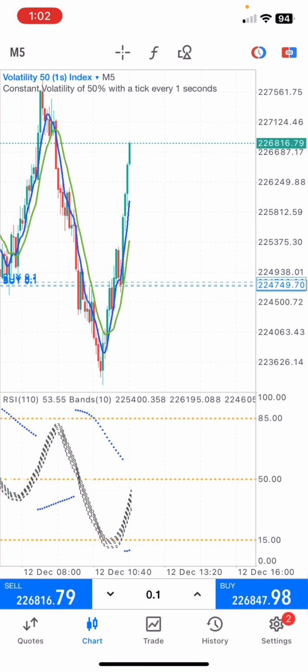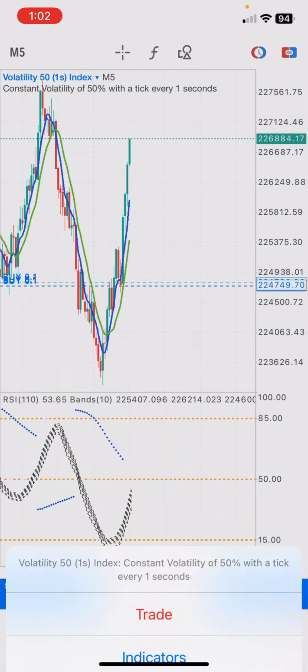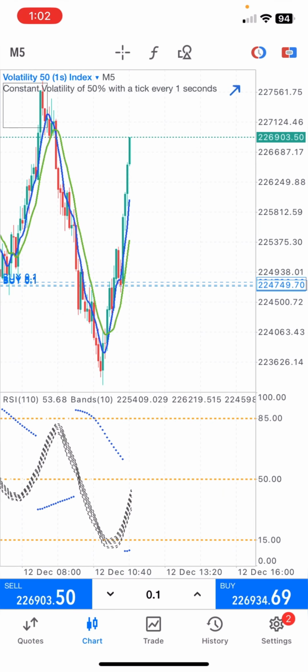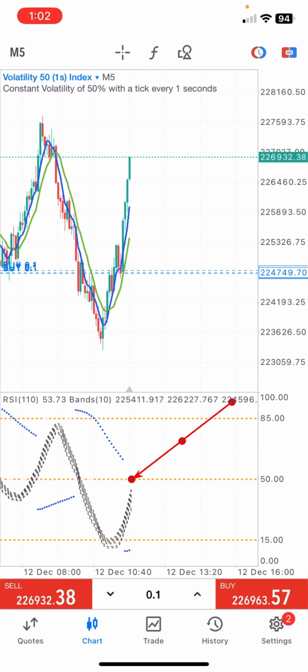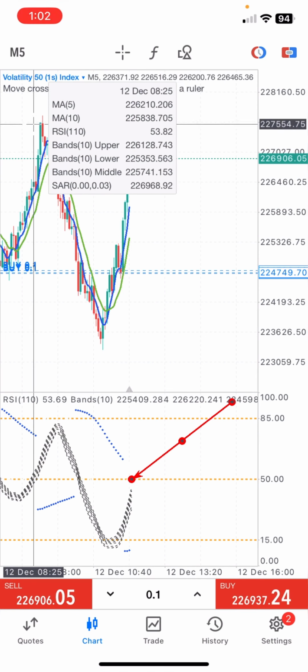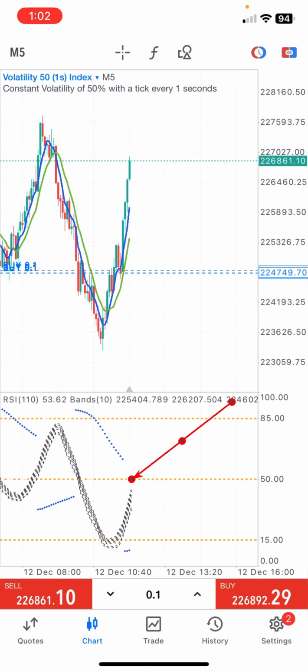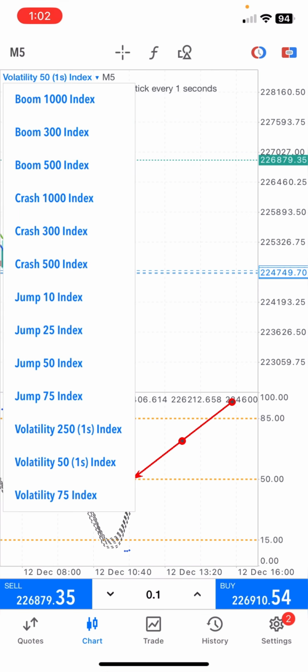I'm expecting to close my trade when this linear band is at the 50 level, or when the price hits the resistance area. That's when I'm closing all my positions.